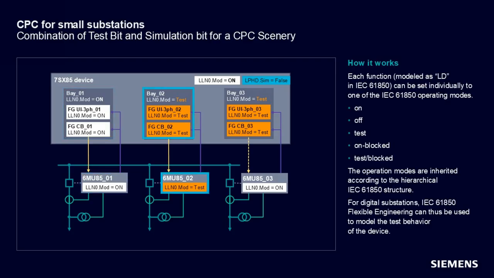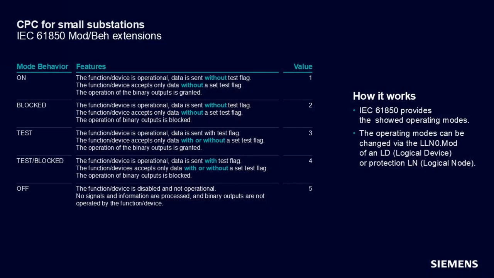Bay 2 is in test mode, both in the universal relay and the merging unit. Since both are in test mode, the information via GOOSE is processed as valid. Bay 3 is in test mode, however, the associated merging unit is in on mode. Therefore, the GOOSE messages published by Bay 3 of the 7SX85 relay to the associated merging unit are processed as invalid.